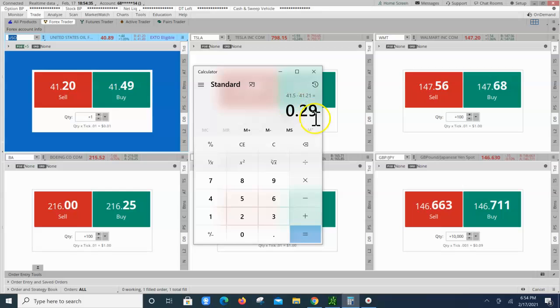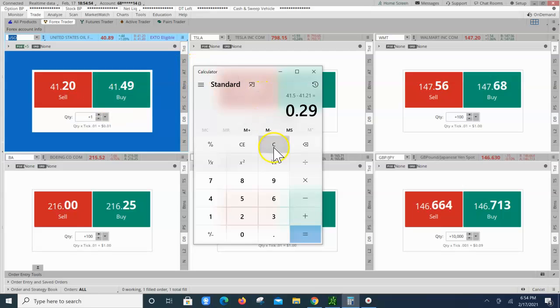So who gets this 29 cents? The difference between these two, the market makers get it. The people who put this combination together and set it up, they get that bid-ask spread. That's how they make their money.